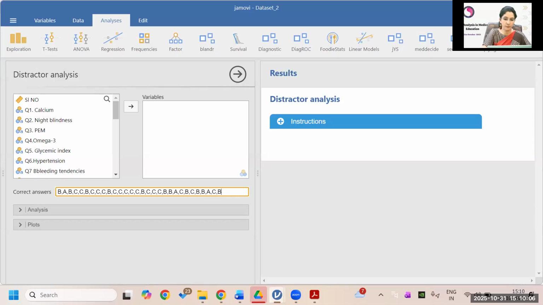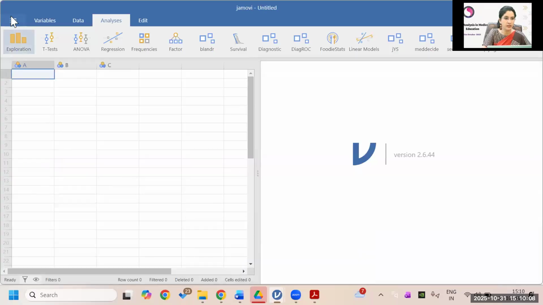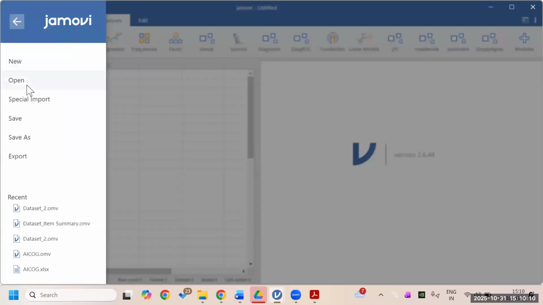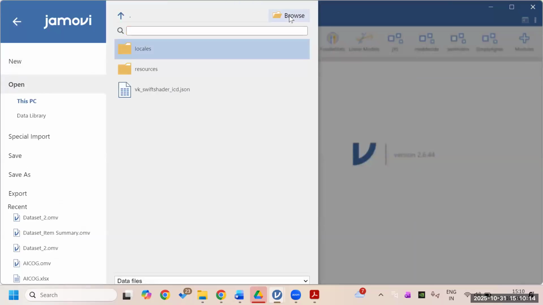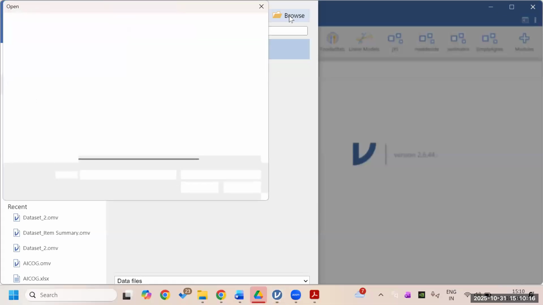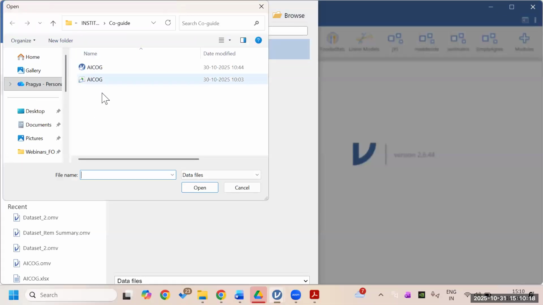and then go to this plain Jamovi, this one. Click open, click browse, and then it will show the path. Okay, ma'am. Got it.